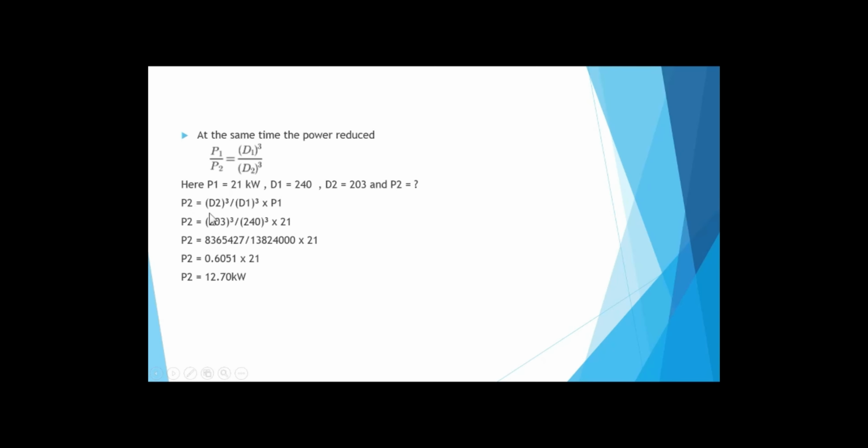From this formula we will simplify how to calculate P2. So P2 equal to D2 cubed by D1 cubed times P1. Just apply the given values to this formula: P2 equal to 203, which is D2, cubed by 240, which is D1, cubed, times 21, which is P1, the input power given. Just simplify this calculation, and we will find P2 is 12.70 kilowatt.